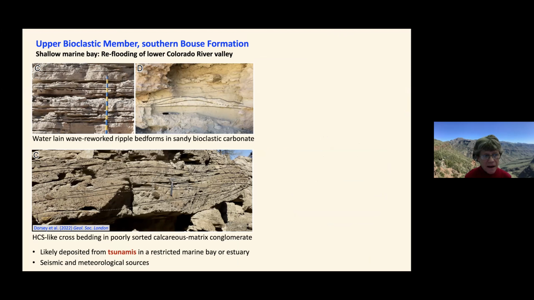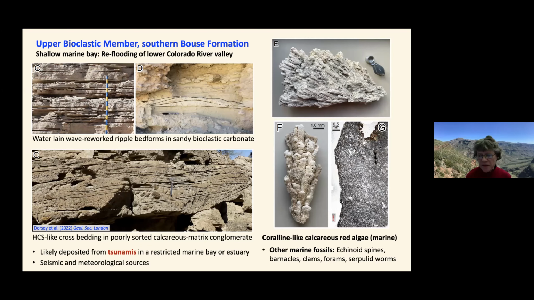We see lots of water-laid, subaqueous types of sedimentary structures, and even some poorly sorted stratified conglomerate that appears to have been deposited in response to tsunamis. And the marine origin of this unit is confirmed with the presence of coralline-like calcareous red algae, as well as other marine fossils, including echinoid spines, barnacles, clams, and forams.